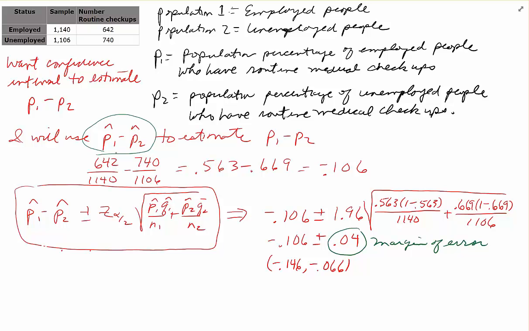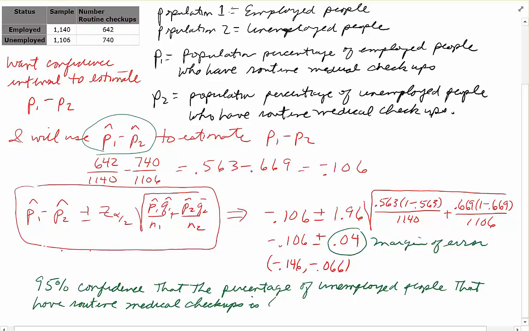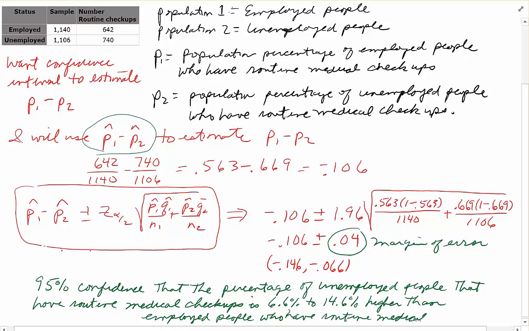So the way I'm going to interpret the confidence interval, 95% confident that the percentage of unemployed people that have routine medical checkups is 6.6% to 14.6% higher than employed people who have routine medical checkups.